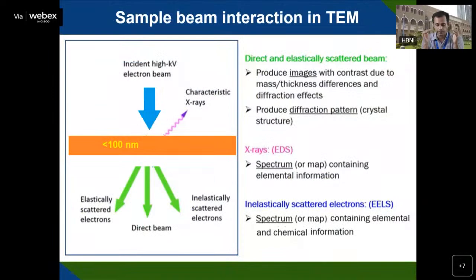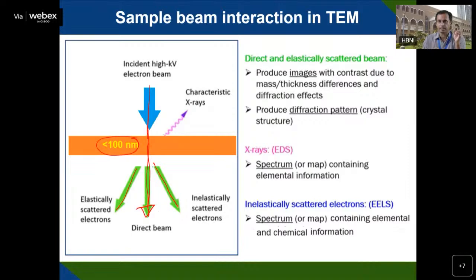In transmission, the sample sits on a copper grid, and it is less than 100 nanometers thick. So it is a quite thin cross section, and when the incident beam falls on it, it is transmitted through the sample. You can get three types of beam. One is the direct beam, that is directly transmitted. The other two are elastic scattering and inelastic scattering.